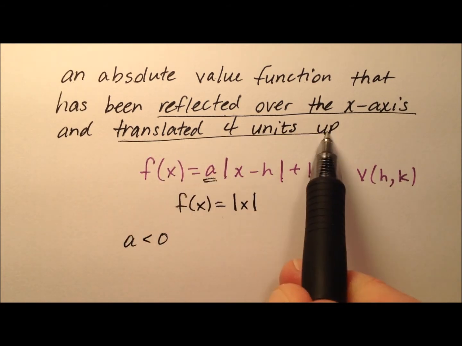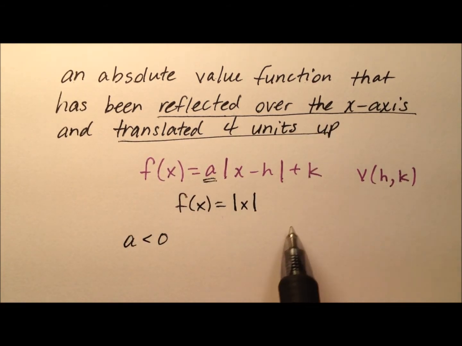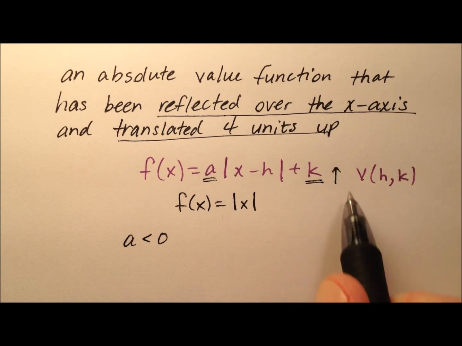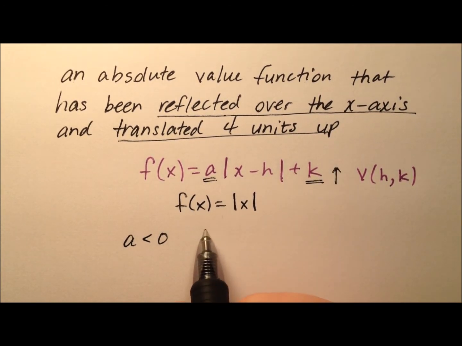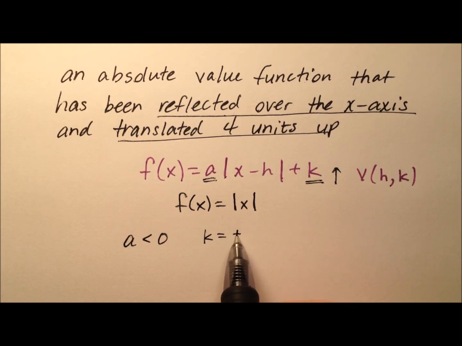So translated 4 units up. Okay, so translated 4 units up, my k value has to do with vertical translations. So I know my k value will be positive 4 because it's 4 units, and positive because it's up. I have no other information here, so we're not saying there's any other transformations.